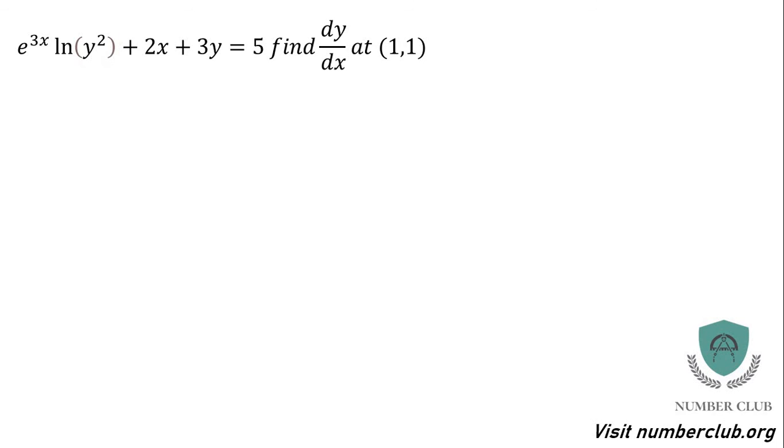In this question, what we've got is a combination term, which is e to the 3x natural log of y squared, awkward, plus 2x plus 3y equals 5. So quite a lot going on there. Now, to deal with this, the first thing I'm going to do is use a log rule here, just to tidy it up a little bit. So I'm going to treat it as 2e to the 3x, the natural log of y. Remember, natural log of y squared is equal to 2 natural log of y.